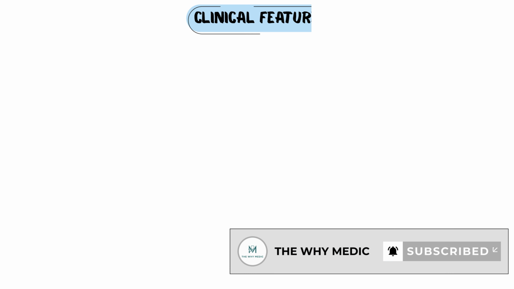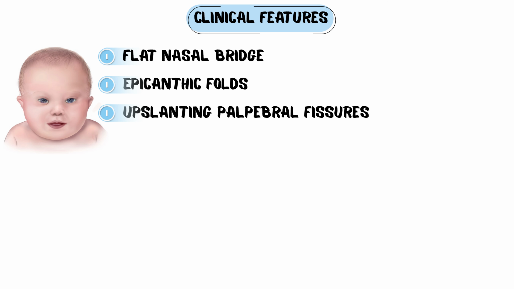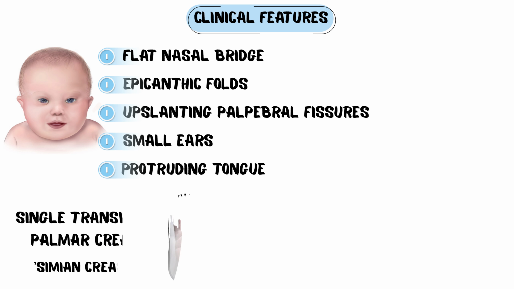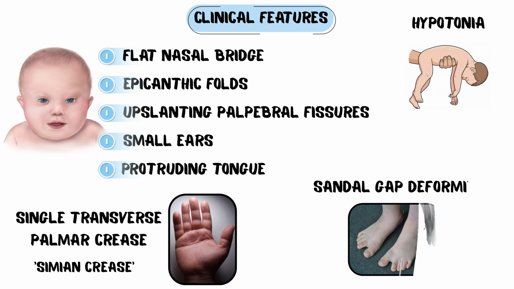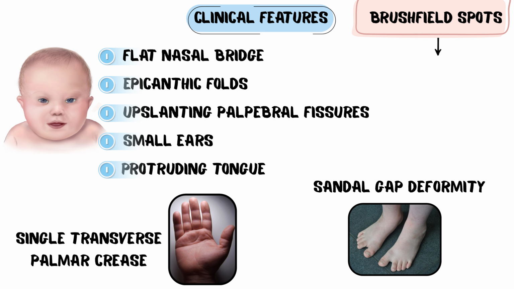Now let's translate genetics into clinical findings. Think head-to-toe pattern recognition. A newborn or child may have a flat facial profile, epicanthal folds, upslanting palpebral fissures, small ears, a protruding tongue, a single transverse palmar crease, hypotonia, and an increased gap between the first and second toes. In the eyes, look for Brushfield spots, which are speckled white or gray spots on the iris margin. Cognitive impairment is present and ranges from mild to severe.